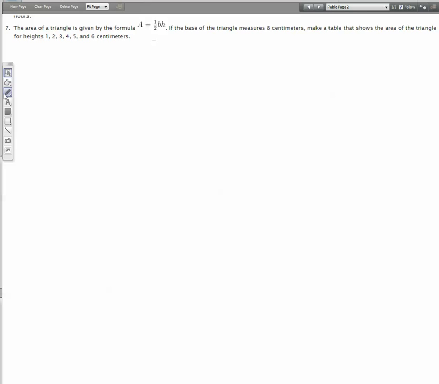Let's look at a couple more examples here. So let's take a peek at number 7. It says the area of a triangle is given by the formula area equals 1/2 base times height. If the base of the triangle measures 8 centimeters, so I'm just going to go ahead and keep a chart here. So 8 centimeters for the base, and the height is going to change.